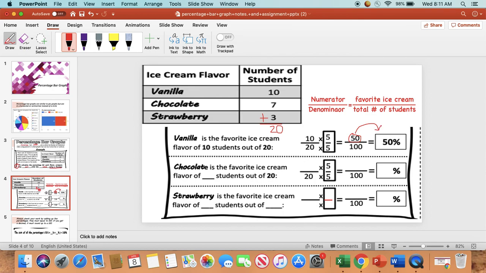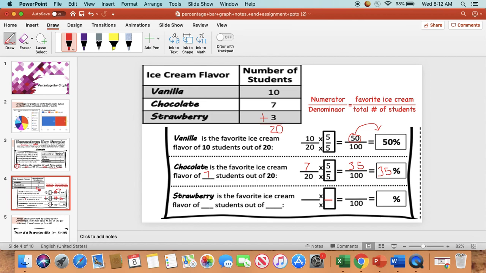Okay, so let's look at chocolate. Chocolate is the favorite ice cream flavor of 7 students out of 20. So my fraction is going to be 7 over 20. So again, look at the denominator. Ask yourself, can I multiply that number to equal 100? And in this case, yes. 20 times 5 equals 100. What you do to one side, do to the other. So 7 times 5 is 35. So that means my percent is 35%.